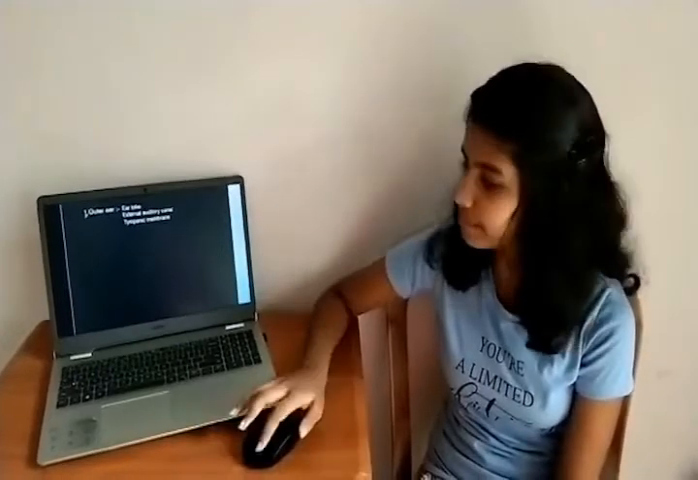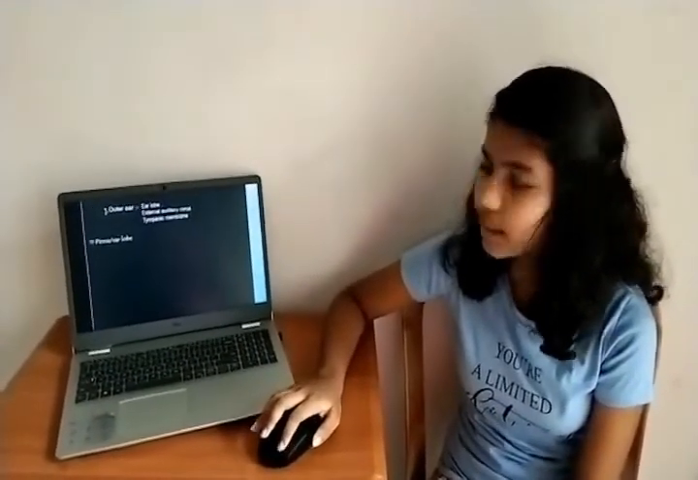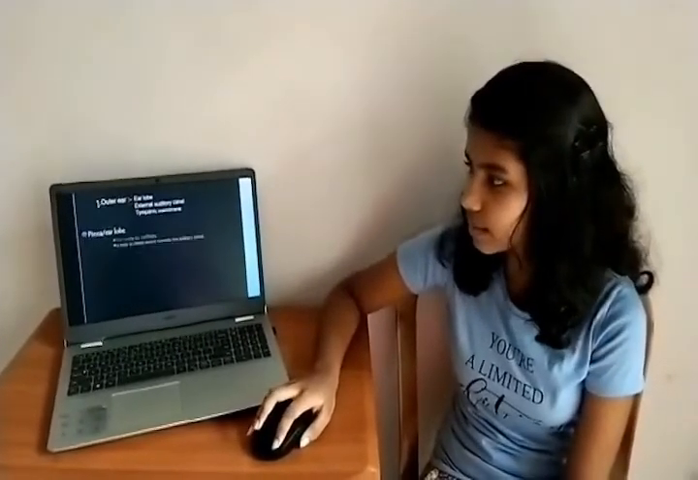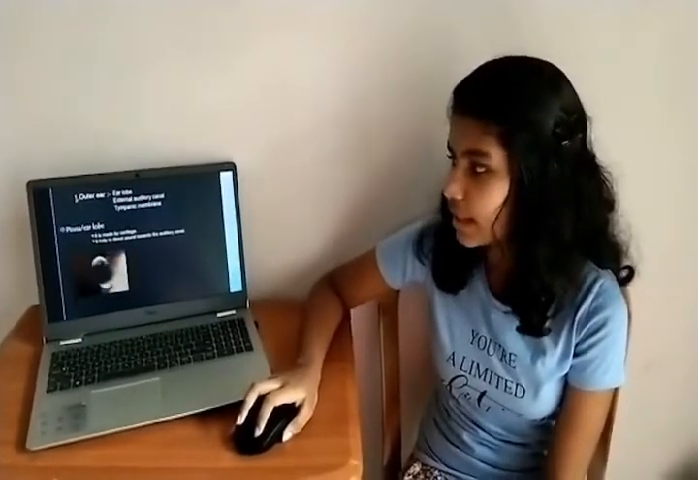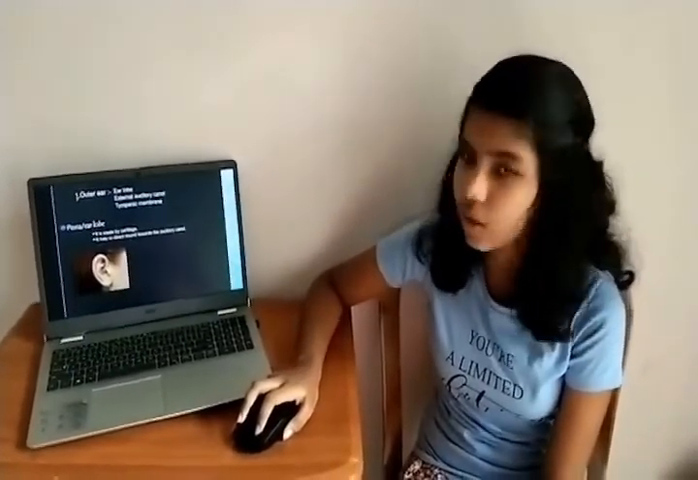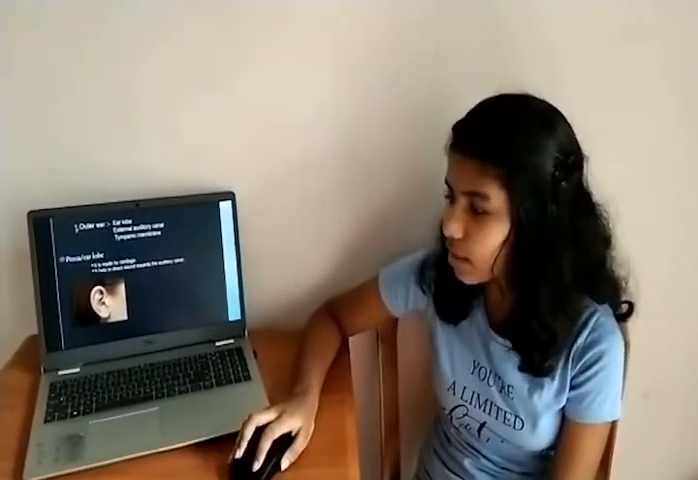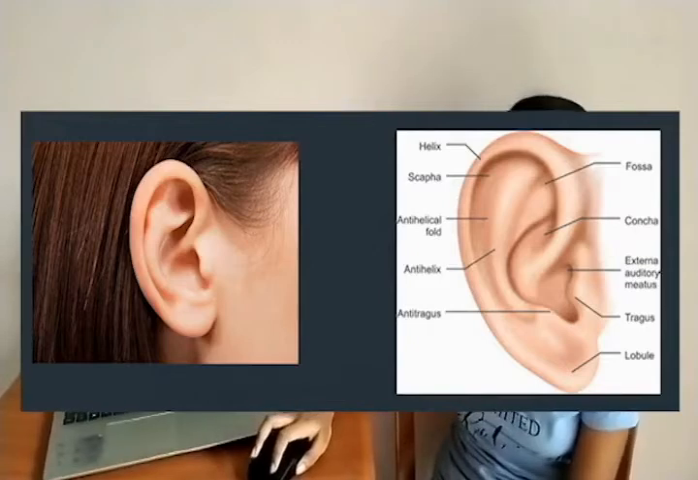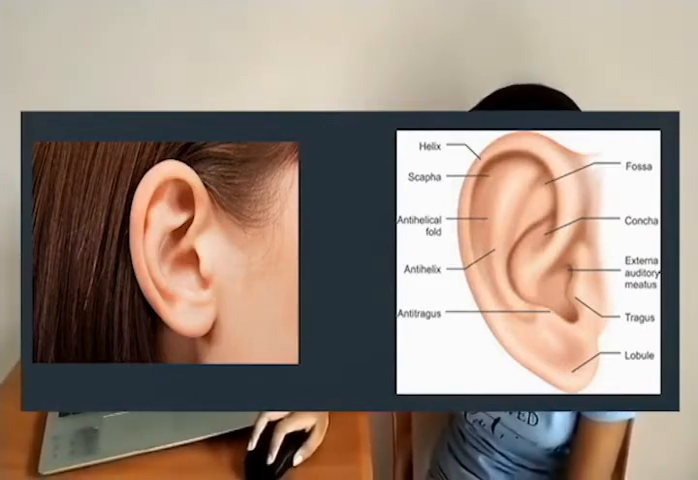Outer ear, there are three parts in outer ear. They are ear lobe, external auditory canal and tympanic membrane. Ear lobe is also known as pinna. Ear lobe is made by cartilage. It helps to direct sound toward the auditory canal. This is the picture of human earlobe and this is the picture of parts of earlobe.